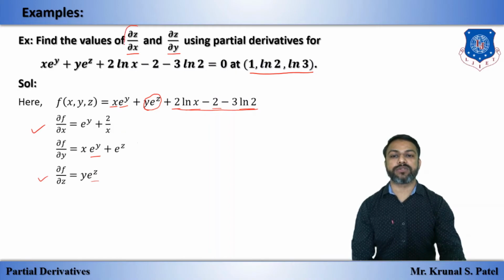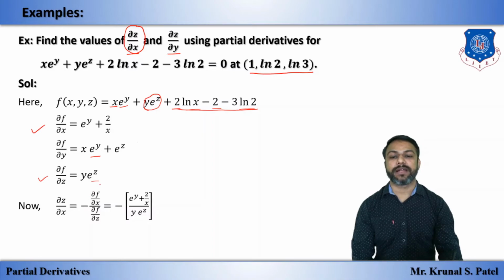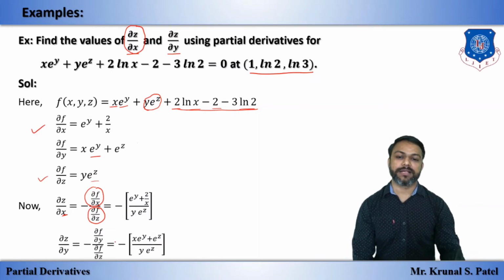Now we will write down the formula of del z by del x, which is minus del f by del x in the numerator, and del f by del z in the denominator. So we just put the value. In the same way we will find del z by del y. The formula we know, minus del f by del y upon del f by del z, minus only one time. So we will just put the value of these from these three values, and we have this.